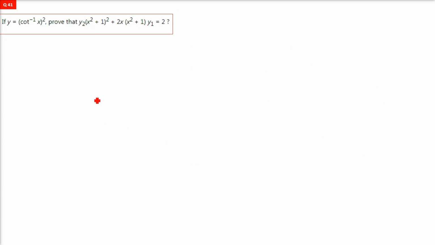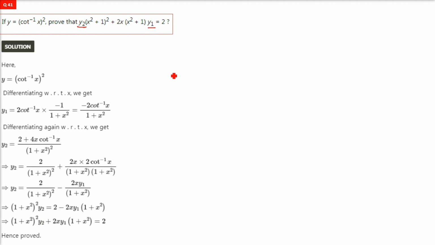Y is equal to cot inverse x squared. We have to prove that y2 (x squared plus 1) whole squared plus 2x (x squared plus 1) y1 equals 2. For reference, this kind of question we have already done, I guess. So this is the reference for you. I may be doing it in a different way. Maybe sometimes it matches with the solution, sometimes it doesn't. So y is equal to cot inverse x whole squared. dy by dx is equal to, so twice comes in front, cot inverse x.